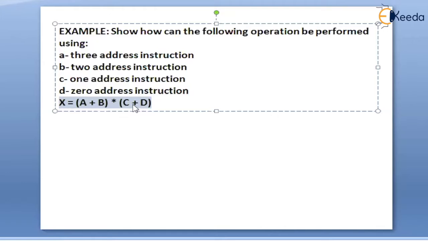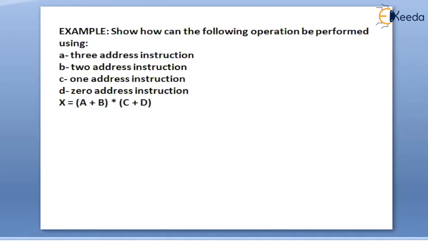Let us see. You know that these three address instructions and two address instructions belong to general register organization. But in single accumulator organization, for one instruction there will be only one address, that is, only one operand. Let us get into the details of how this instruction will get executed in single accumulator and general register organization, which use one address and two or three addresses.